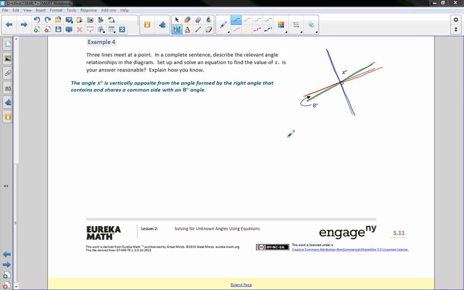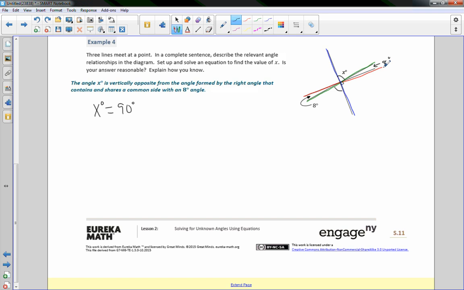So the angle x is vertically opposite to the angle formed by the right angle that contains and shares a common side with an 8-degree angle. So this x is from green to blue right here. And we want this down here as well. But we know that from blue to green plus green to red, this little piece here is a total of 90 degrees. Okay? So I know that x degrees is going to equal a 90-degree angle minus this little smidgen here, which is 8 degrees.